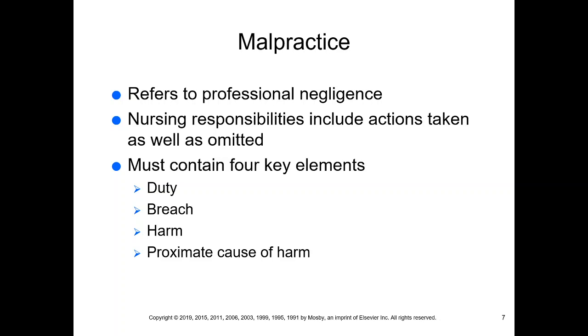Malpractice. Okay, you hear about malpractice insurance. You guys had to get malpractice insurance for the school. It refers to professional negligence. Nursing responsibilities include actions taken as well as omitted. It must contain 4 key elements. If you are being accused of malpractice, these 4 elements need to be proven. This is why it is important for you to understand, because if you're being accused of doing something wrong, you want to know what you need to do to not be sued for malpractice.